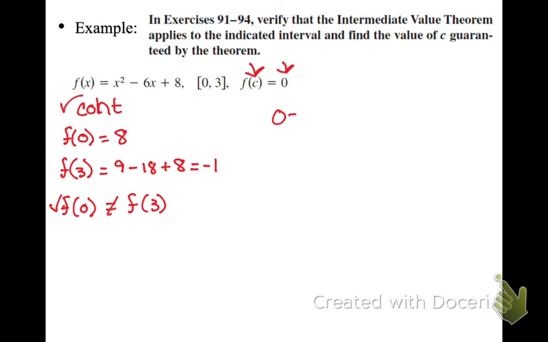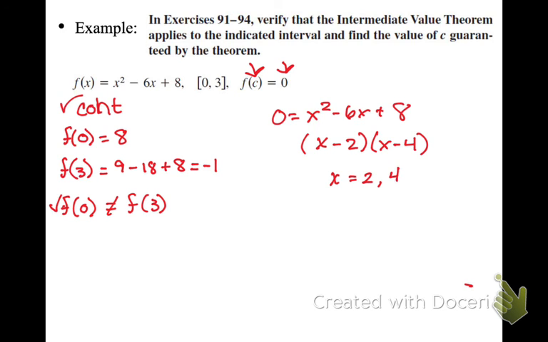So 0 equals x squared minus 6x plus 8. So factors of 8 that add to 6: -4 and -2. So x equals 2 and 4. And is one of them between 0 and 3 in my interval? Is that what you meant? Yeah. Without that extra, like, what is the value, you can't find it. That's all you do on those.